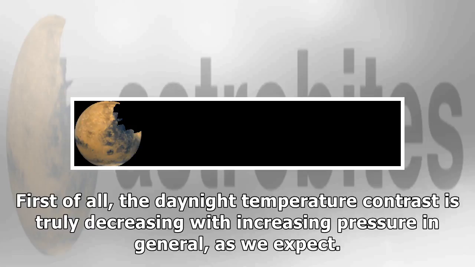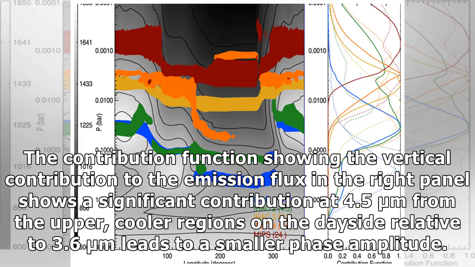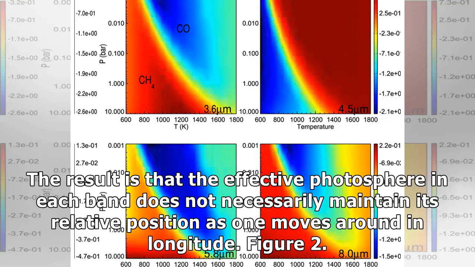First of all, the day-night temperature contrast is truly decreasing with increasing pressure in general, as we expect. Looking at the photospheres in different wave bands, we find that a single waveband probes different pressures depending on the longitude. The contribution function showing the vertical contribution to the emission flux in the right panel shows a significant contribution at 4.5 micrometers from the upper, cooler regions on the dayside relative to 3.6 micrometers, which leads to a smaller phase amplitude. The result is that the effective photosphere in each band does not necessarily maintain its relative position as one moves around in longitude.